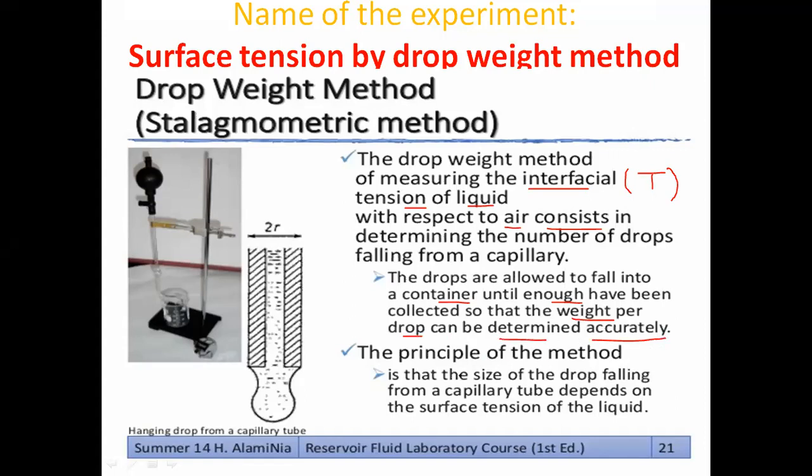The principle of this method is that the size of a water drop falling from a capillary tube depends on the surface tension of the liquid. So this may be your general observation that the size of the drop falling from a capillary tube depends on the surface tension of the liquid. This statement is exhibited in this diagram, and this is the photograph of the experimental arrangement.